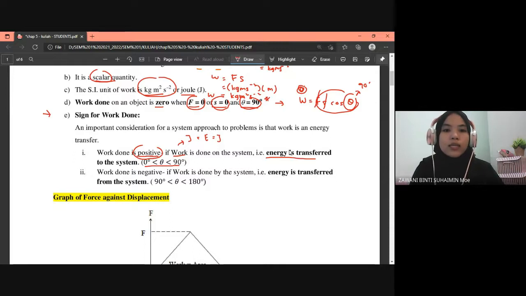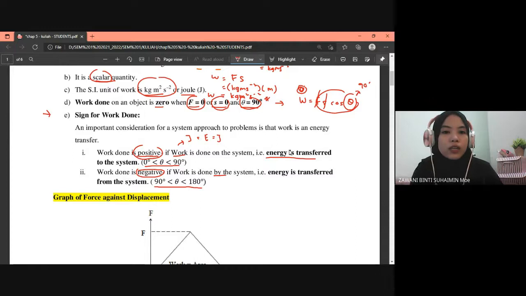Okay, so work done will be negative if the work done is done by the system. So maksudnya sistem tu kena buat kerja. So maksudnya there is energy transfer out of the system. So maksudnya sistem kita lost energy lah sebab dia kena buat kerja. Okay, so bila dia lost energy, transfer out of the system, so maksudnya work will be negative value lah. Okay, and it will happen when your theta is equal to 90 degree to 180 degree. Okay, so itu adalah definition kenapa work kita boleh jadi positif dan negatif.